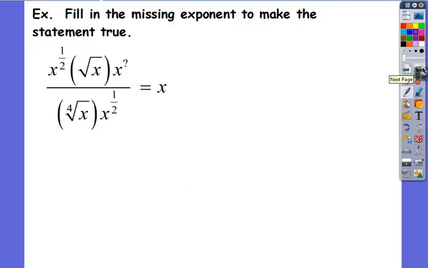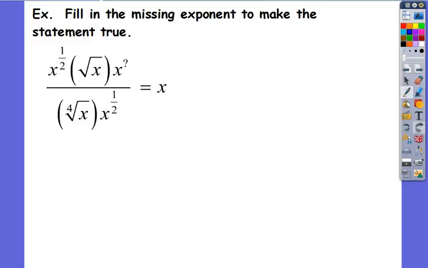Okay, so let's step it up a little bit. This example might be a little tricky. I want to know what would go in the question mark to make this equation true. So maybe pause the video, see what you can come up with. So my first train of thought would be, well, maybe I want to write all of these as a base with an exponent. So instead of seeing that radical sign, let's use some rational exponents.